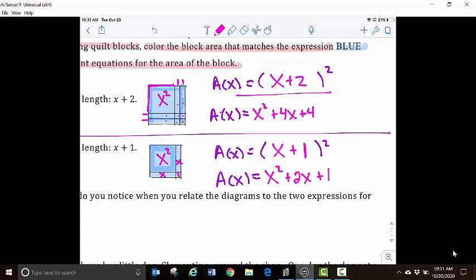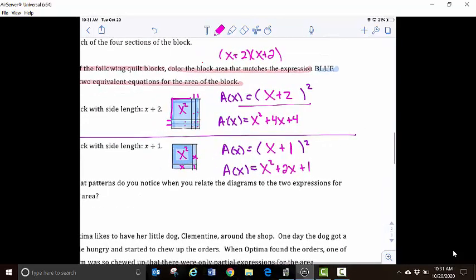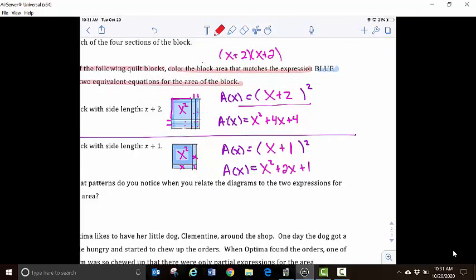Okay, it says, what do you notice when you relate the diagrams to the 2 expressions for area? Does anybody notice anything in particular? What if I did this? What if I added the one from before? So remember that first one was x plus 3 squared and x squared plus 6x plus 9, right? That was the first one.